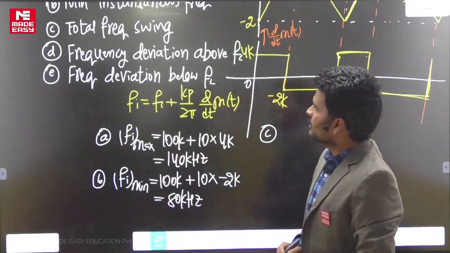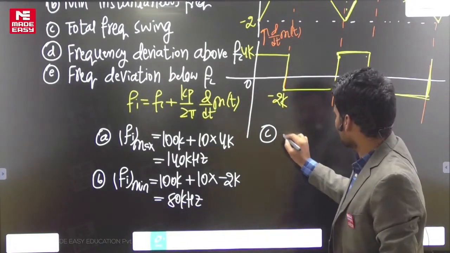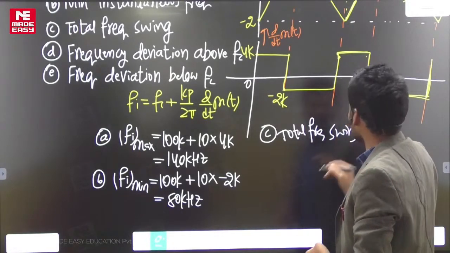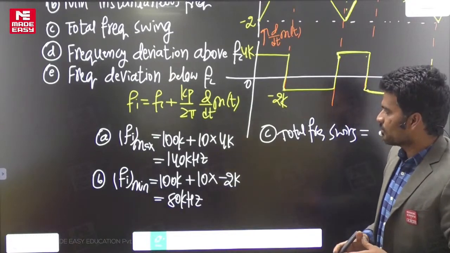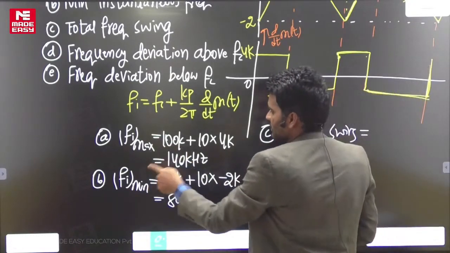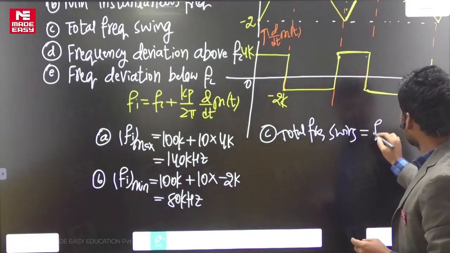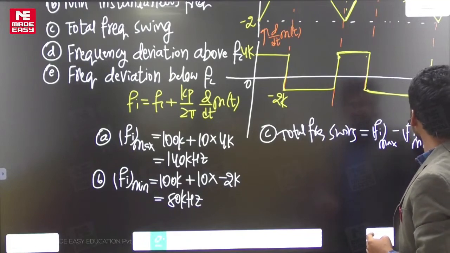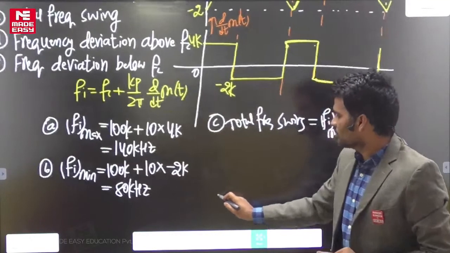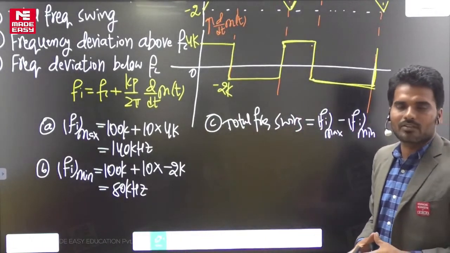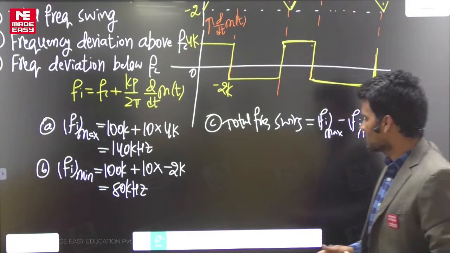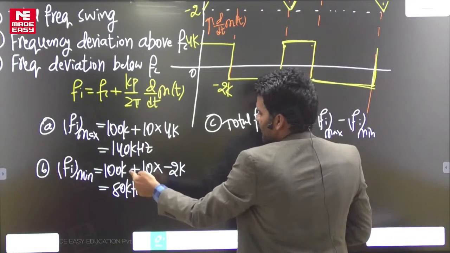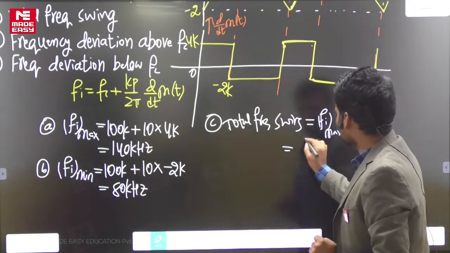Now, finding C, the total frequency swing. The resultant PM frequency swings between fi max and fi min, and the total possible frequency swing is fi max minus fi min. That gives you the total possible frequency swing of the resultant PM signal. So what is fi max minus fi min here? 140 minus 80 will be 60 kilohertz.